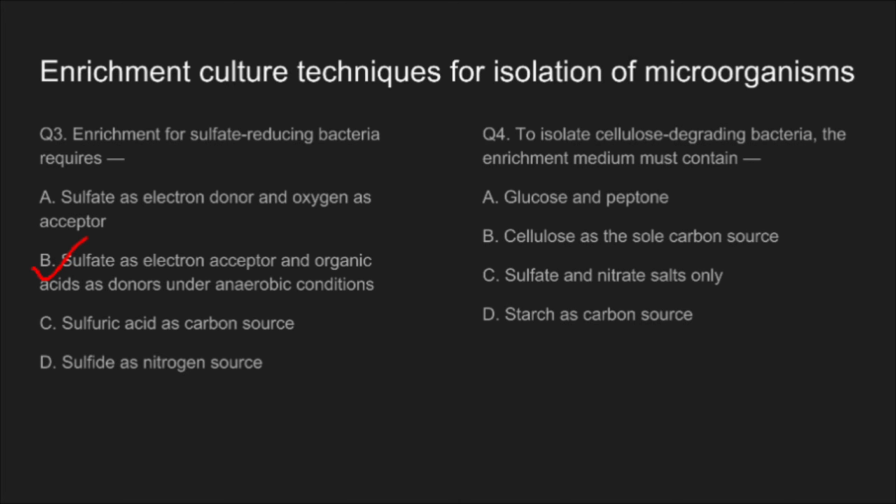Now question 4. To isolate cellulose degrading bacteria, the enrichment media must contain A. Glucose and peptone, B. Cellulose as sole carbon source, C. Sulfate and nitrate salts only, D. Starch as carbon source. So the correct answer for this question is option B. Cellulose as sole carbon source.